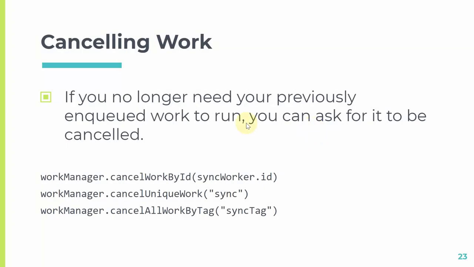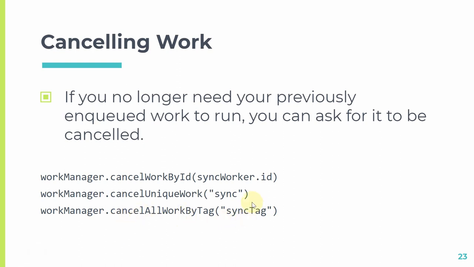All right, how to cancel the work? If you no longer need the work, you can cancel it by accessing the ID of the worker, or cancel by the unique work name, and cancel all works by tag. This is very useful if you have more than one worker, and you define the same tag on all those workers, and then you want to stop them all, so you can cancel by tag.